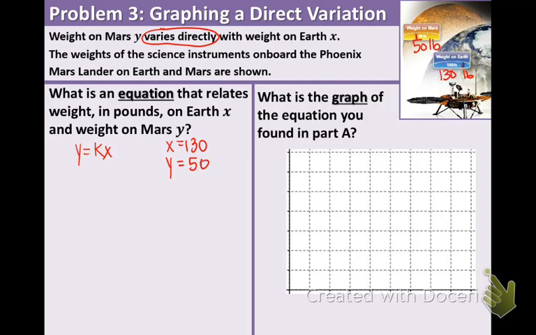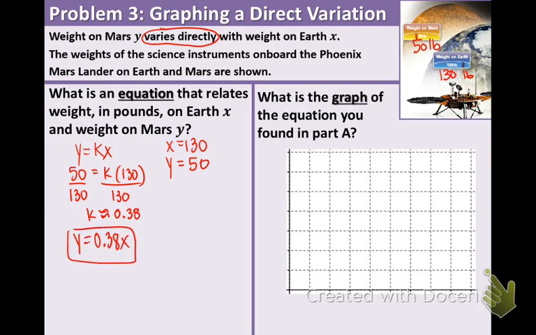So this is quite similar to previous problem number 2 we just did. Substitute in 50 for y and 130 for x, and get k by itself, so that means we're going to divide 130 on both sides. k equals approximately 0.38. So that means our equation is going to be y equals 0.38x. So if you ever wanted to know what your weight would be on Mars, you can just substitute in your weight for x, and then you'll figure it out.